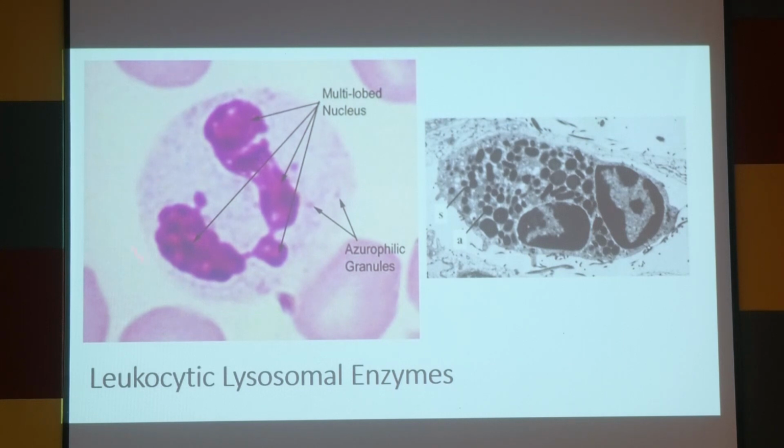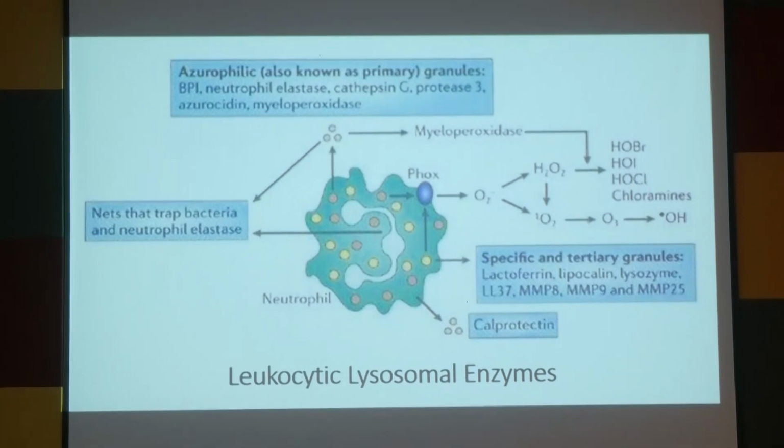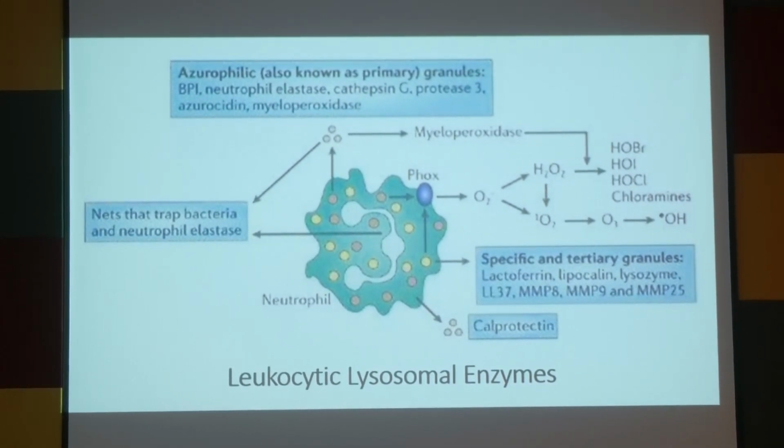These granules are very inconspicuous under the simple or light microscope. But whenever you get an opportunity to see it under the electron microscope, these are the granules. The larger ones are primary granules, and the smaller are the secondary granules, okay? So what are the granules? What are the enzymes stored within them? And what are their functions?